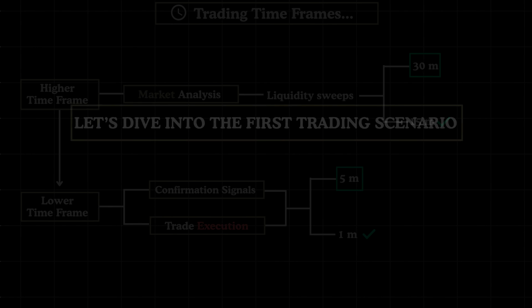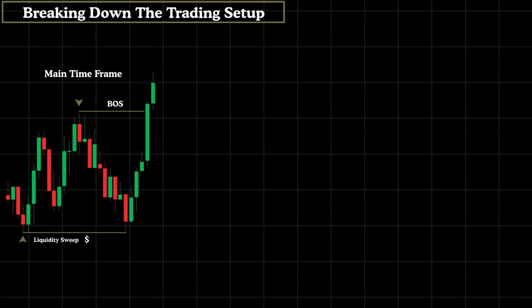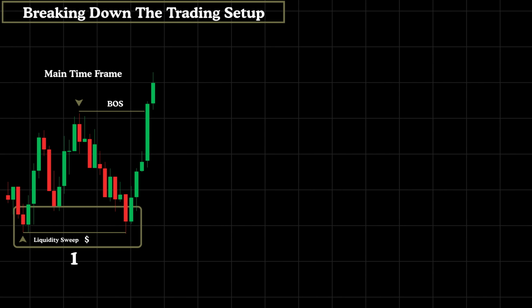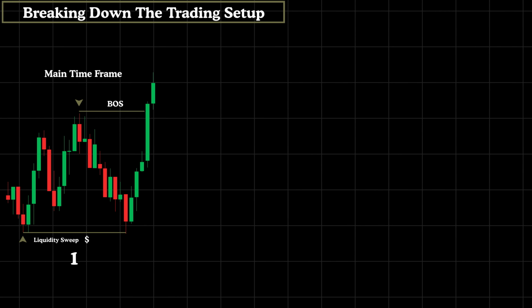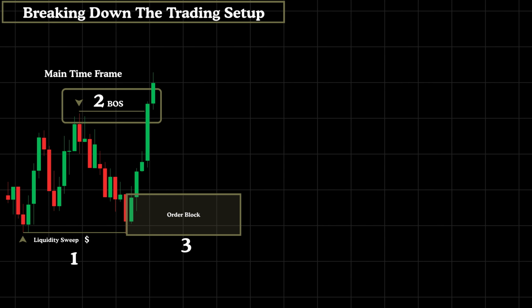Now, let's dive into the first trading scenario. In a bullish setup, the first step is to identify a valid liquidity sweep on a higher time frame like the 30-minute or 15-minute chart. You want to see the price take out a key level, then quickly reverse and confirm with a break of structure. Once that occurs, mark the order block that initiated both the liquidity sweep and the break of structure.